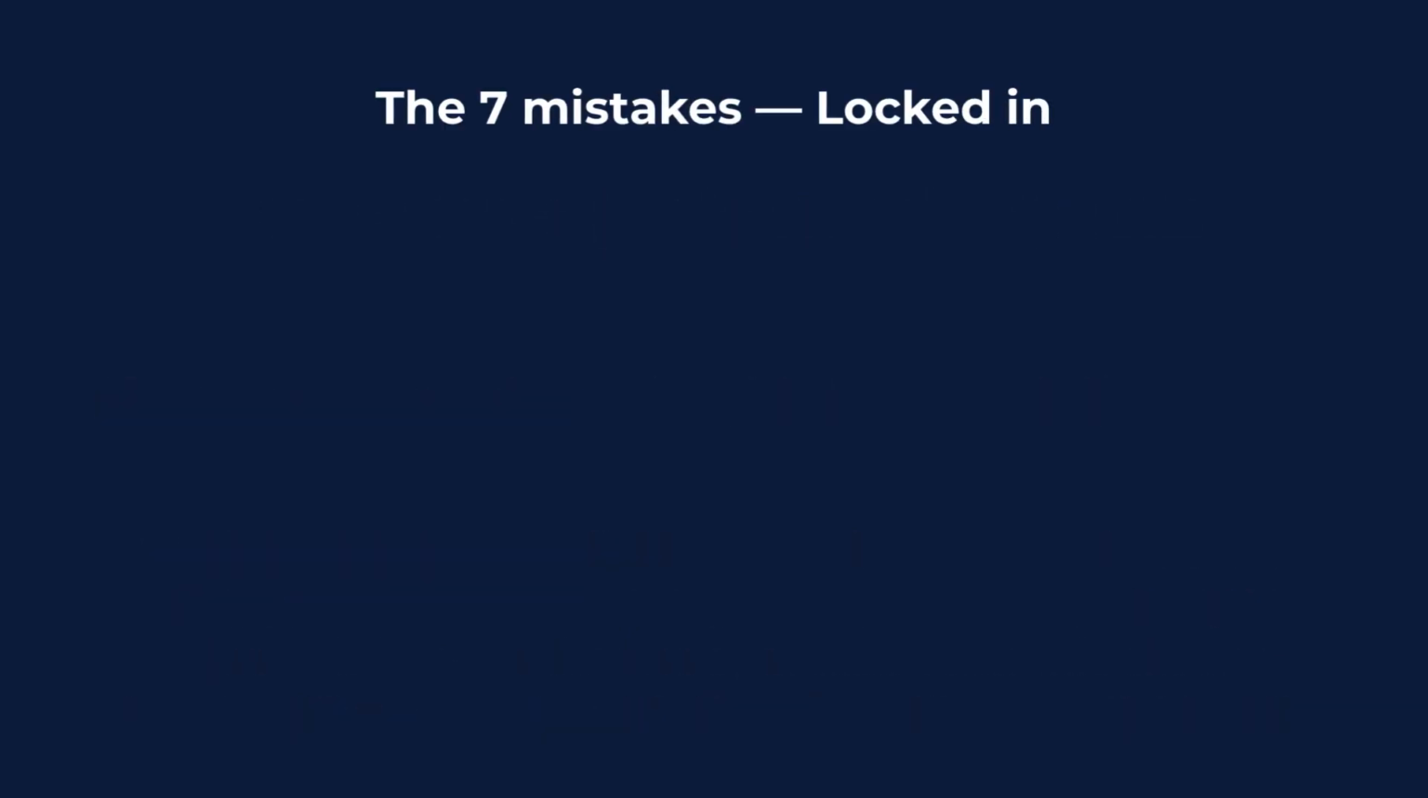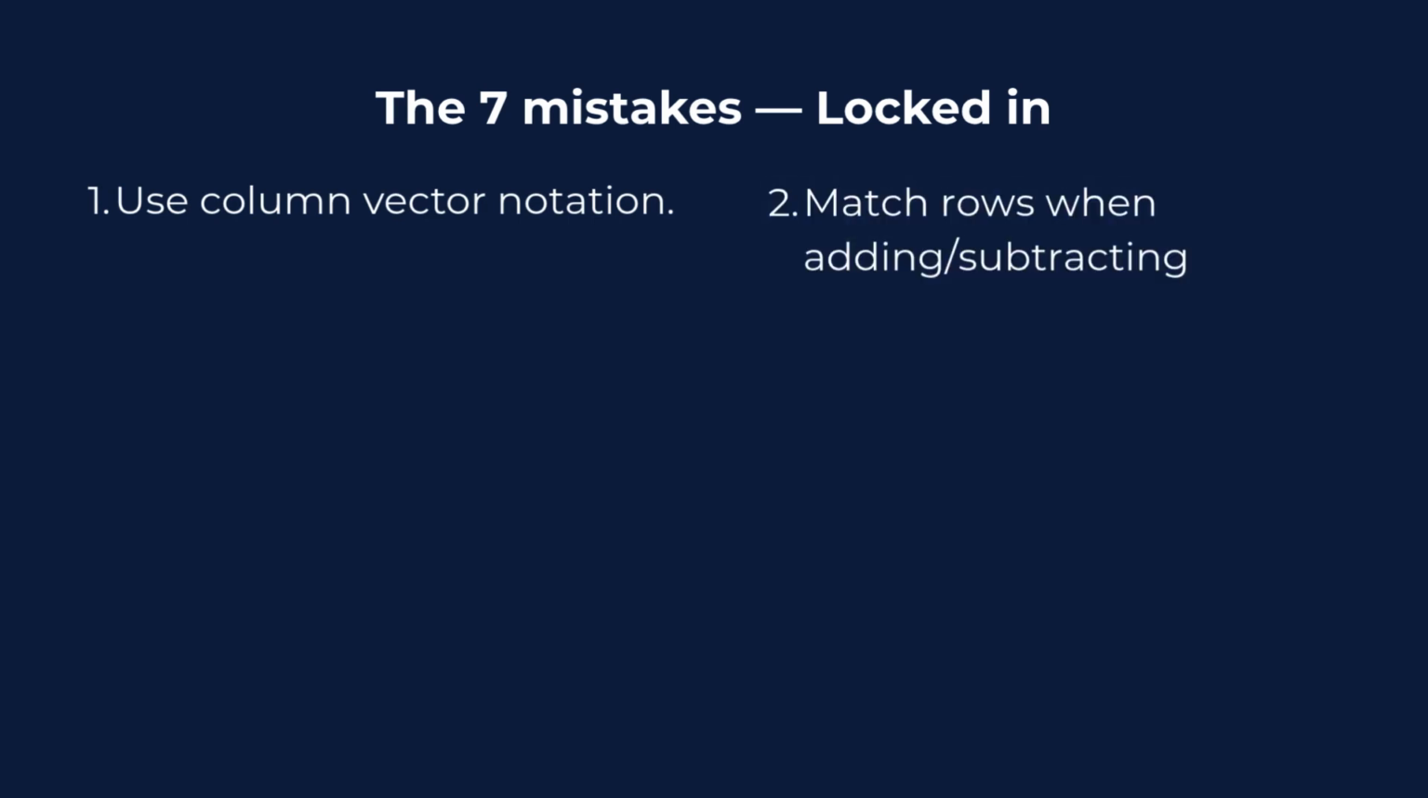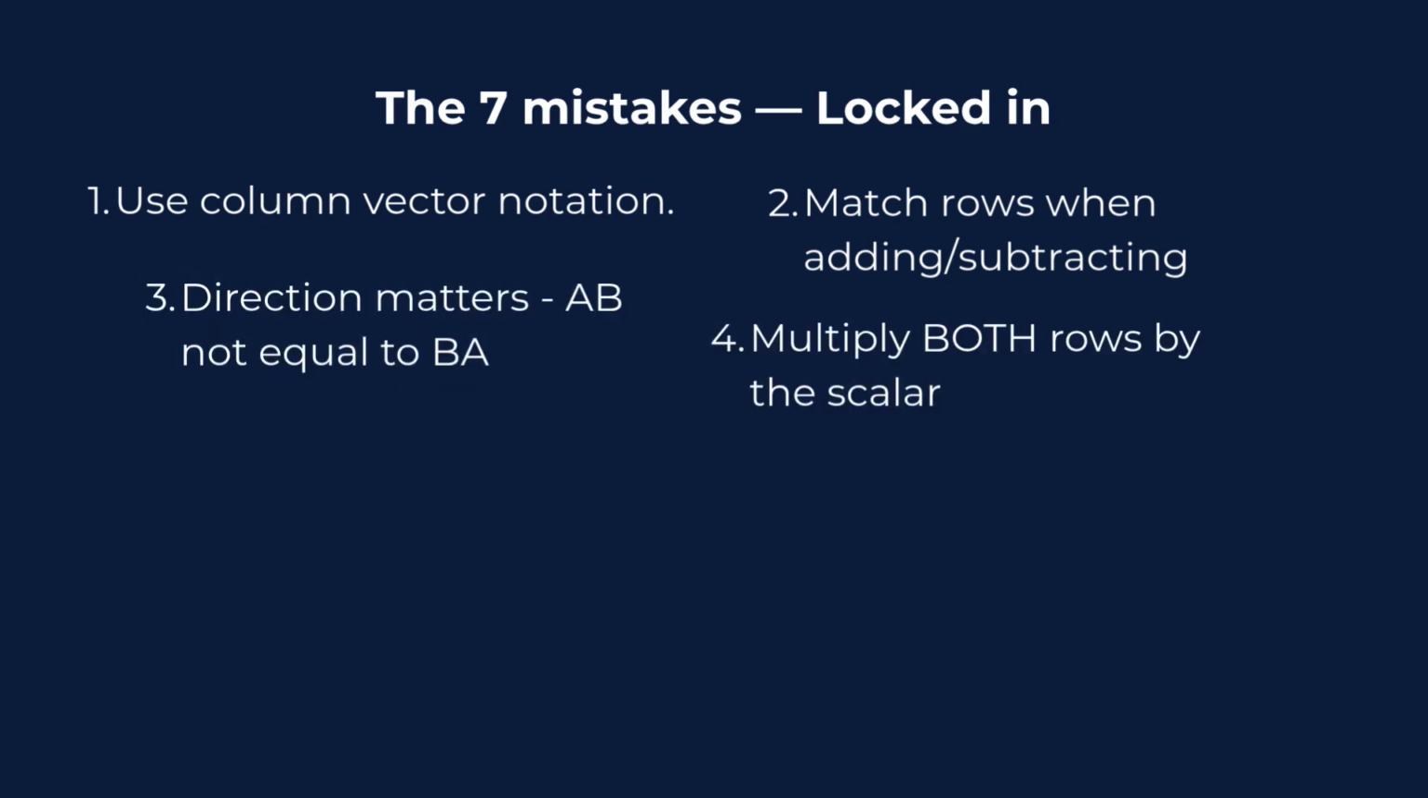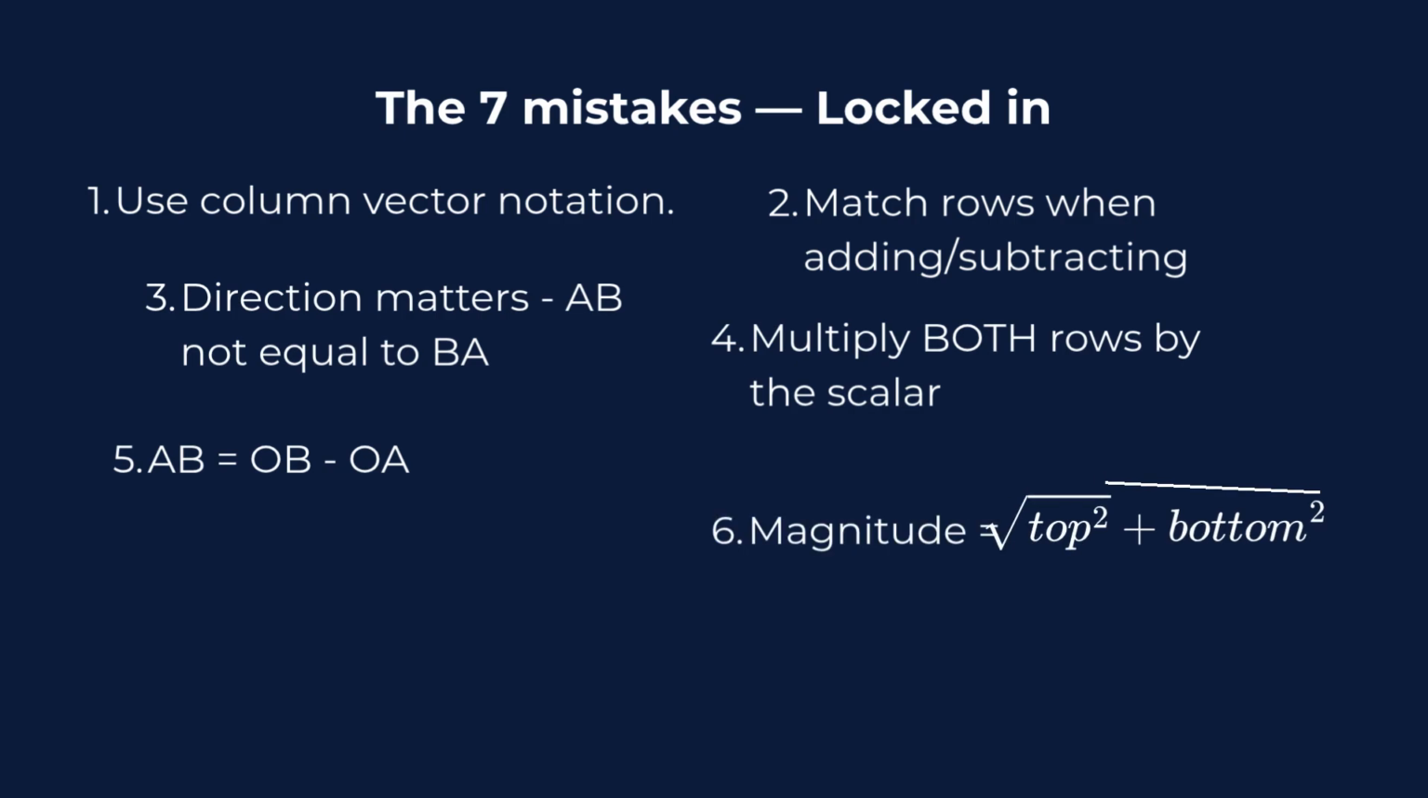Let's lock it in. Column vectors, not coordinates. Match your rows. Direction changes the sign. Multiply every row by the scalar. Displacement equals end minus start. Magnitude is Pythagoras. And for geometry proofs, always add the starting position vector back on at the end.